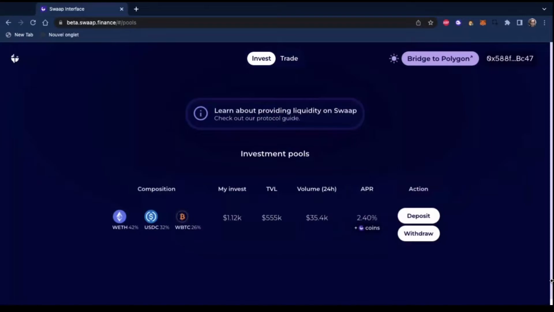So here comes, I would say, the most important part, right, which is the invest tab. You can check our documentation if you want more information here. Currently, as I said, we only have one pool with Ethereum, USDC, and BTC.